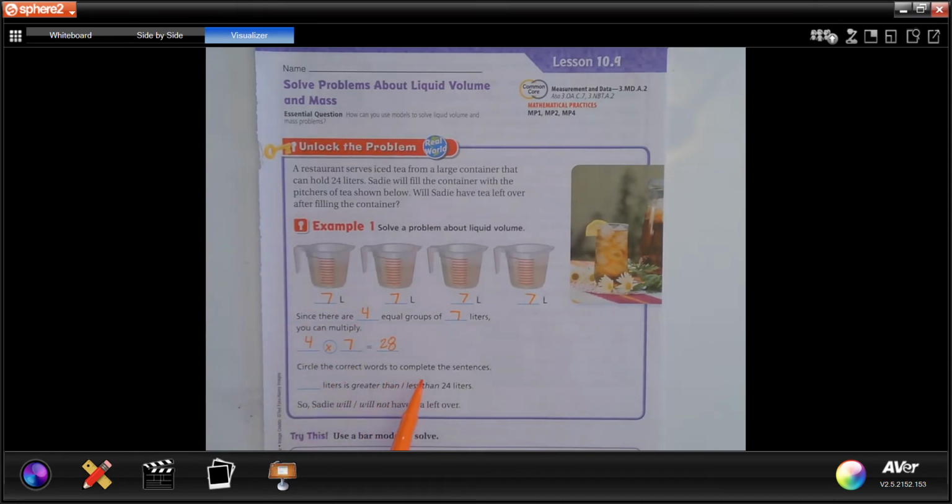Circle the correct words that complete the sentences. How many liters? 28 liters is greater than or less than 24 liters. 28 liters is greater than, so we're going to circle it. So Sadie will or will not have tea left over. Well, if she has 28 and she only needs 24, she will have tea left over.